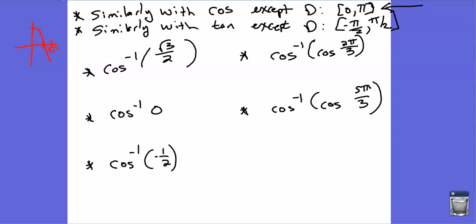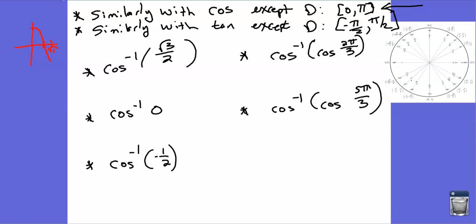The inverse function does, because cosine will start repeating itself. All right, so here I have 5 problems. I want you to evaluate them. You might have to pause the video to do this, but here I want to know cosine of the inverse cosine of square root of 3 over 2, and then evaluate each one of those other ones.